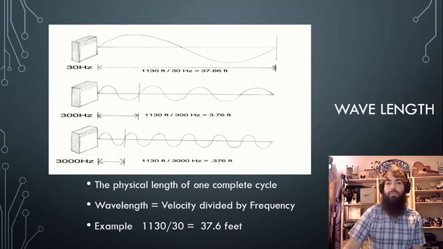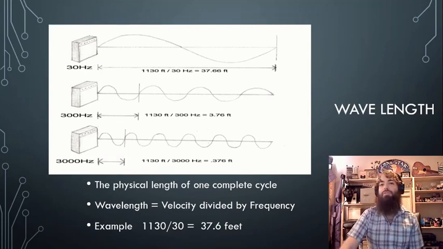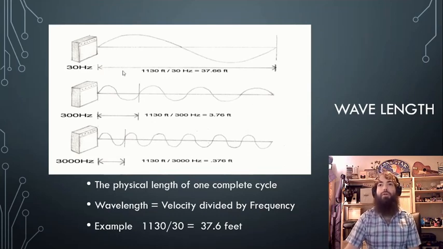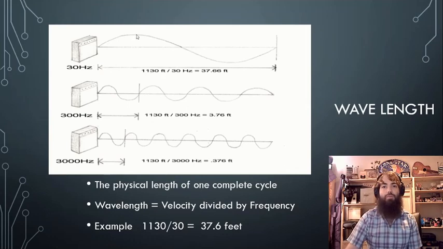Cool. So wavelength. With velocity, we can actually calculate the length of our wave. What we're talking about there is from our starting point to our highest compression level, our lowest compression level, back to our 0 point. So that full cycle is what they call a wavelength. So the physical length to complete one cycle, again, is a wavelength.